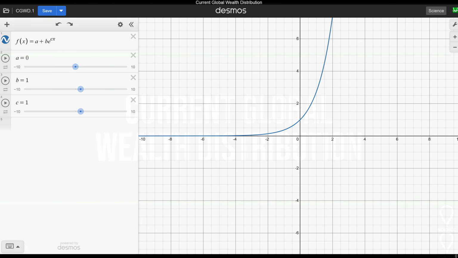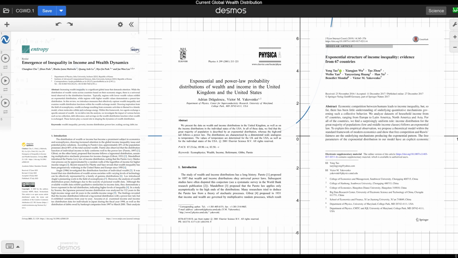Let's investigate the current global wealth distribution. A heavily researched area, there are many research papers which already exist on the current global wealth distribution. These papers agree on an overarching theme, that distribution of wealth follows an exponential distribution for the majority of the population, the non-ultra-wealthy, and changes to a power law distribution for the ultra-wealthy.